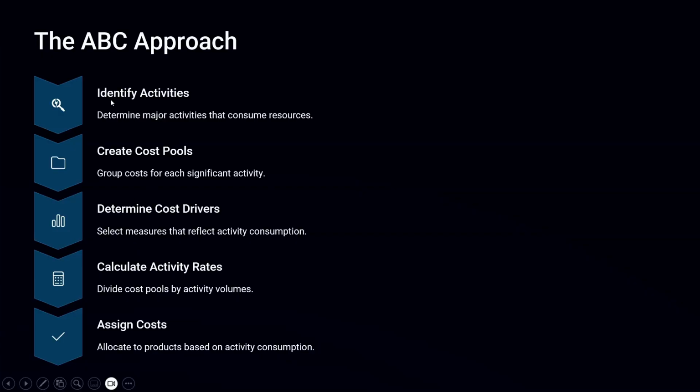Step number 1, identify activities. First, we ask, what are the major activities that happen in our business? Things like machine setup, quality inspection, material handling, and so on. These are the actions that use up resources.